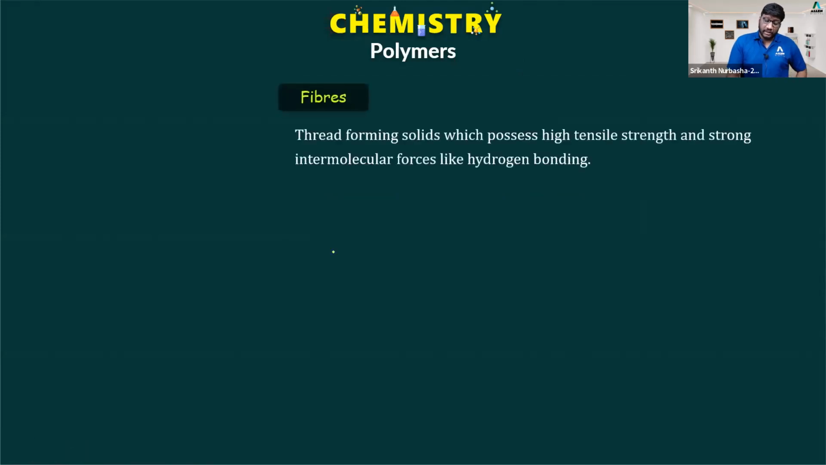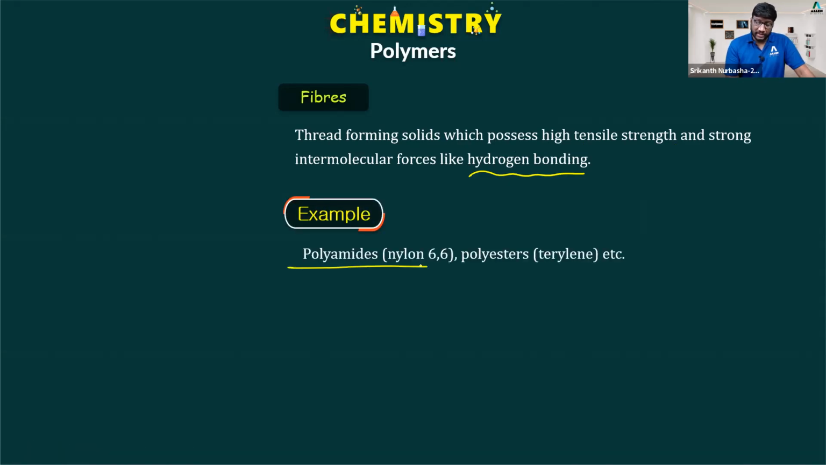Fibers are thread-forming solids which possess high tensile strength and strong intermolecular forces like hydrogen bonding. They form thread-like polymeric chains. Examples in this category are polyamides such as nylon 6 and nylon 6,6, and polyesters such as terylene. So the examples of fibers are polyamides as well as polyesters. The fibers have the strongest intermolecular forces of attraction, like hydrogen bonding, and the elastomers have the weakest intermolecular forces of attraction.